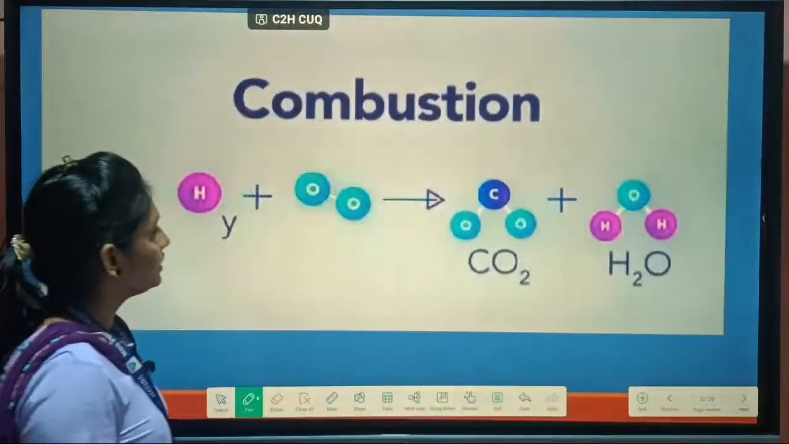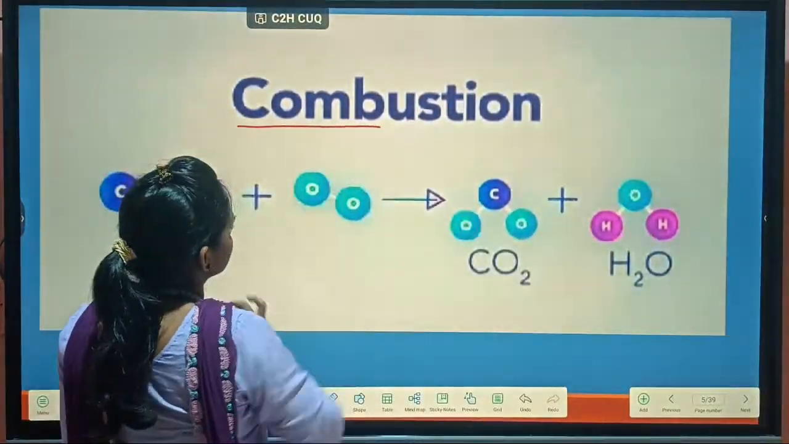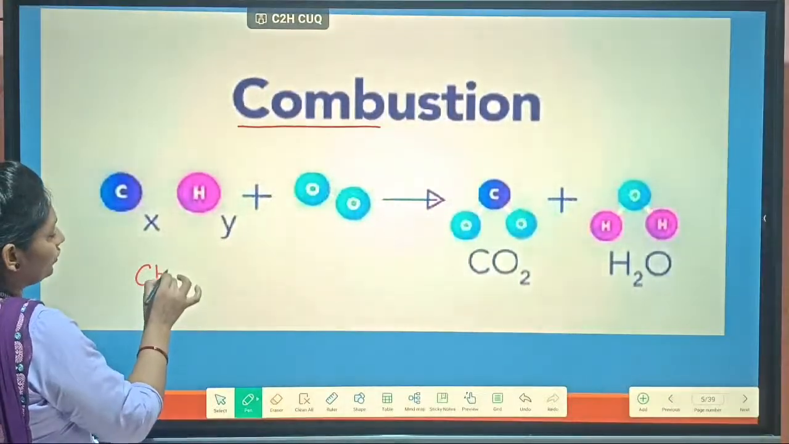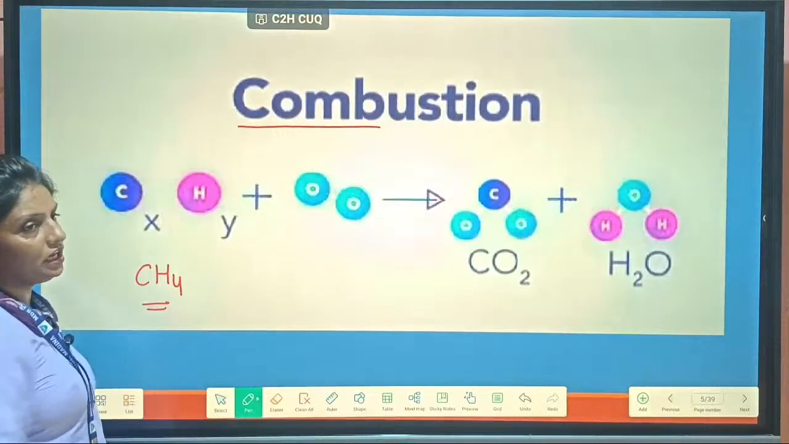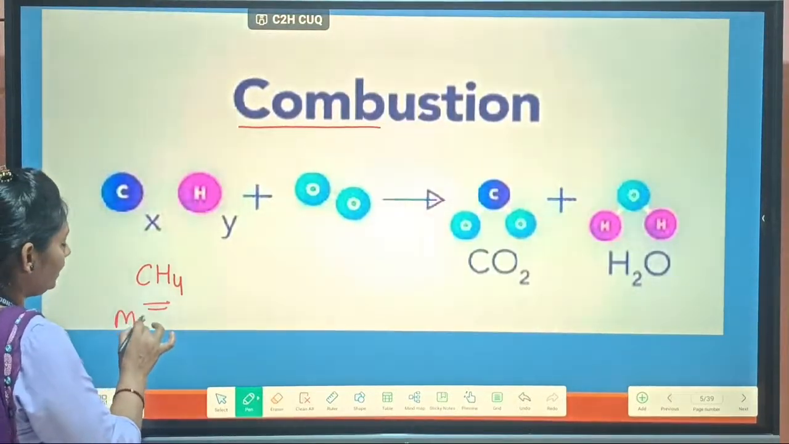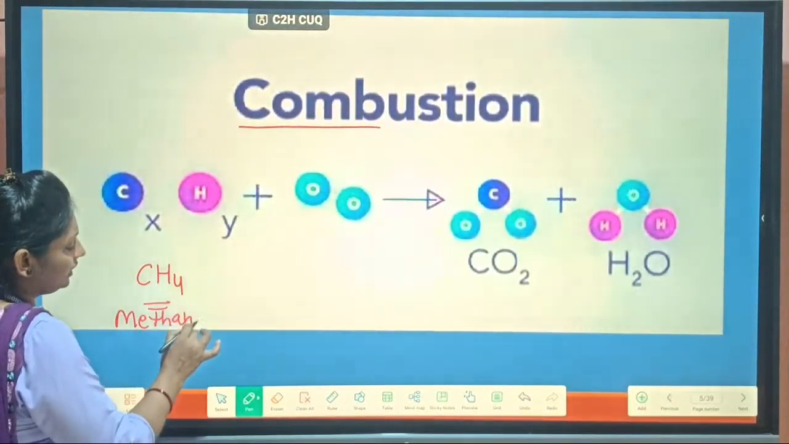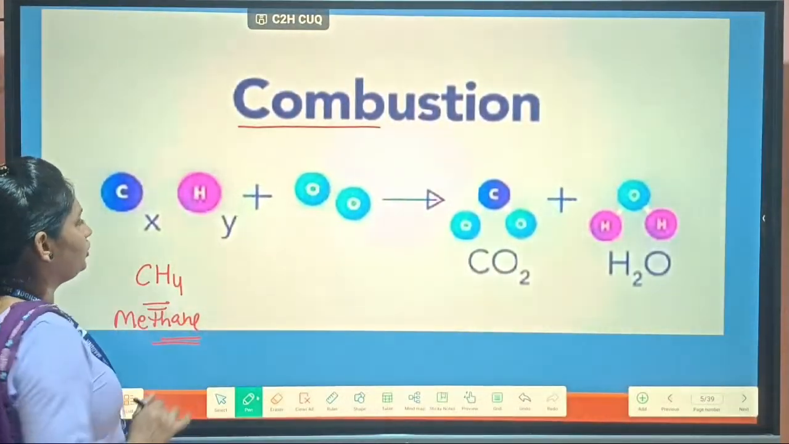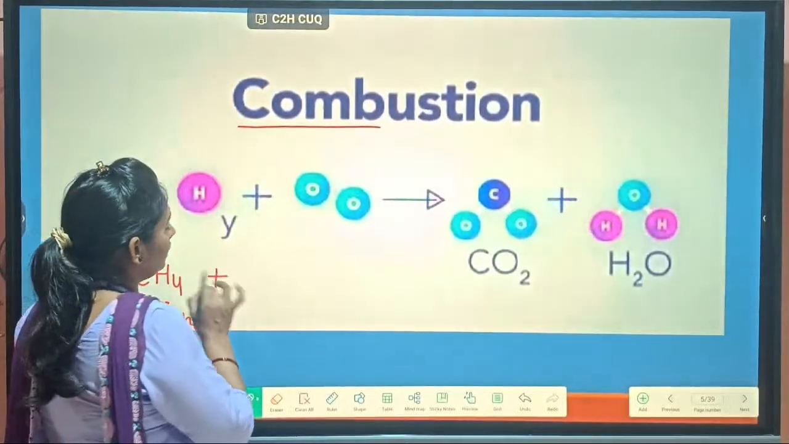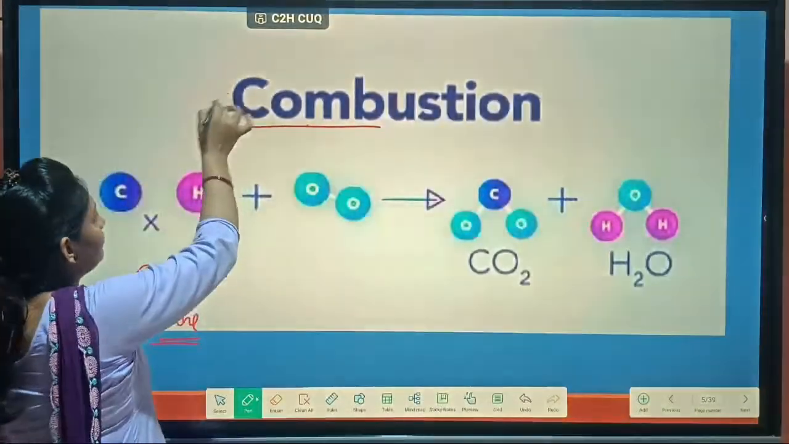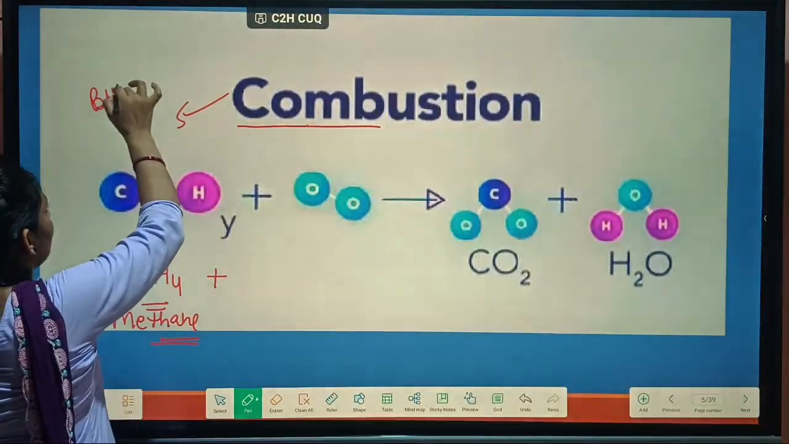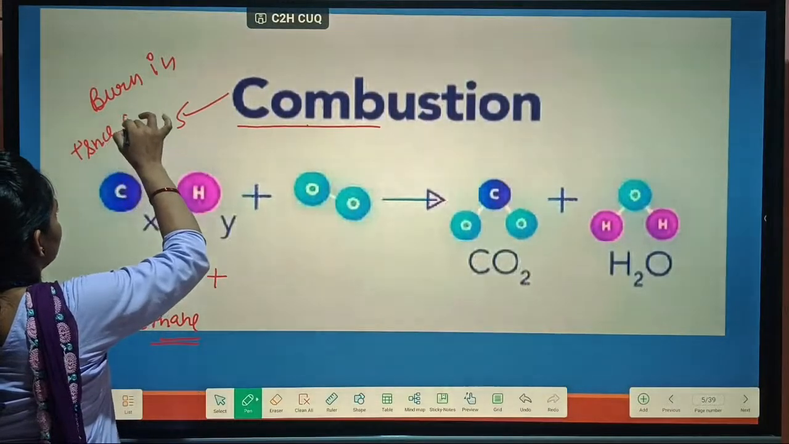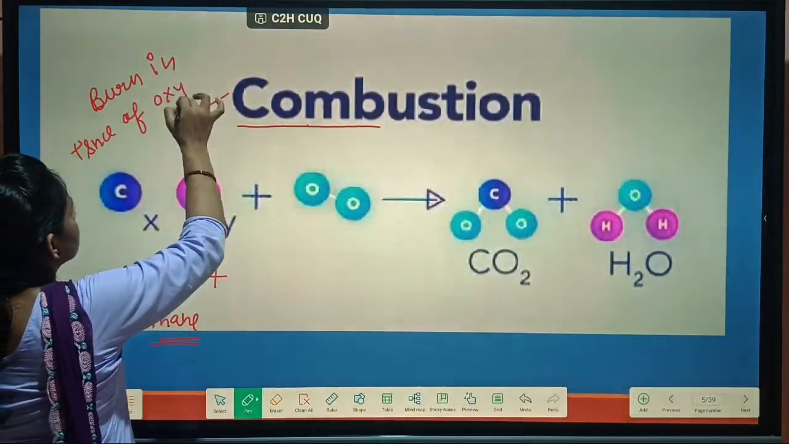Then students, here combustion means CxHy, like you can take CH4, methane. Any alkane you can take, like ethane, propane, butane. Students, what do you mean by combustion? Burning in the presence of oxygen.